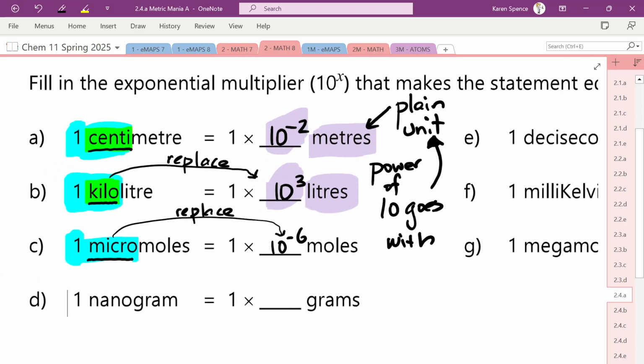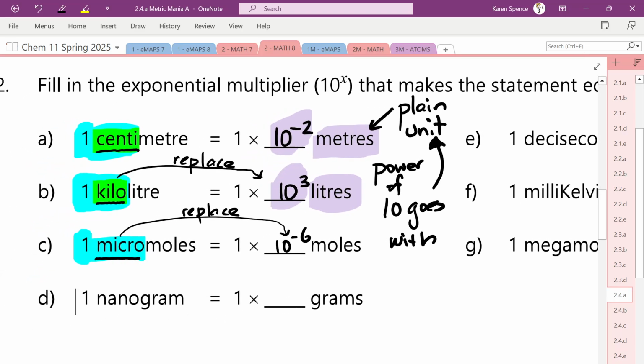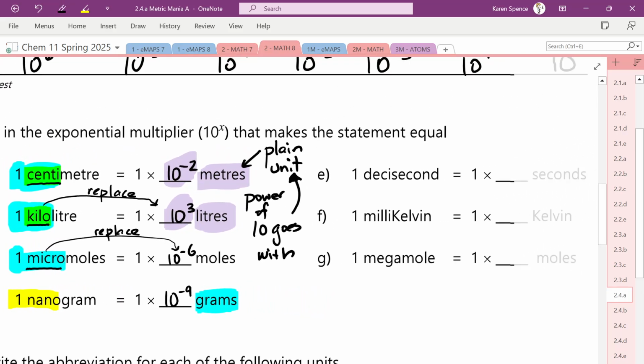All right. Now, let's remind ourselves that the one goes with the prefix. So here's our one and there's our prefix. And the plain unit over here gets the power of 10. And what's the power of 10 for nano? 10 to the negative 9. Okay, can you fill in the other three?